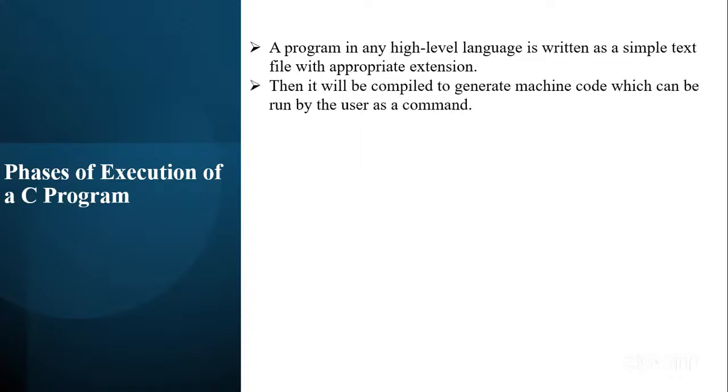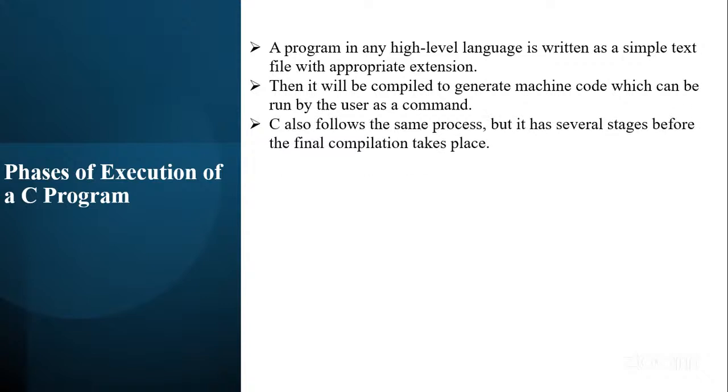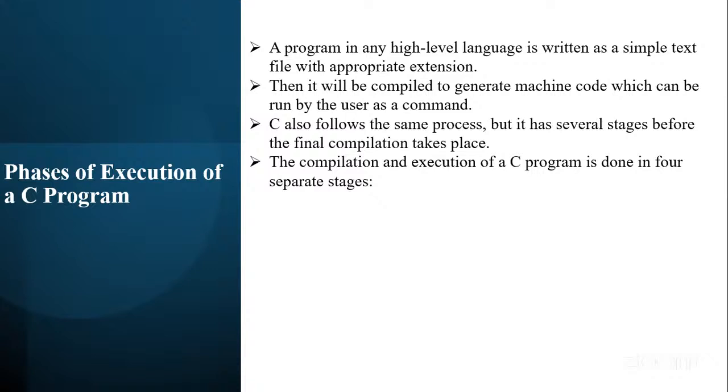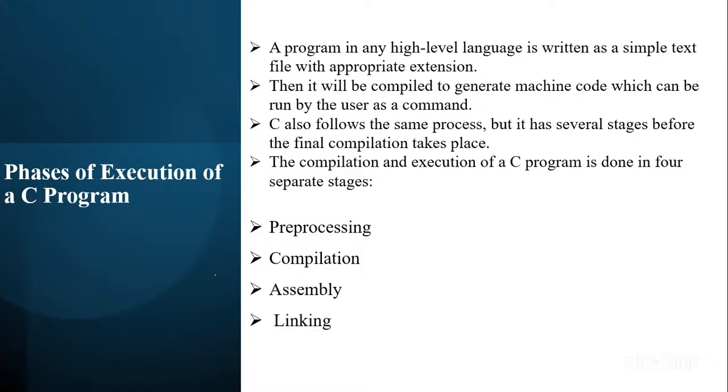Then it will be compiled to generate machine code, which can be run by the user as a command. C language also follows the same process, but it has several stages before the final compilation takes place. The compilation and execution of a C program is done in four stages. They are pre-processing. The first phase of compilation is pre-processing, and next compilation, next assembly, next linking.